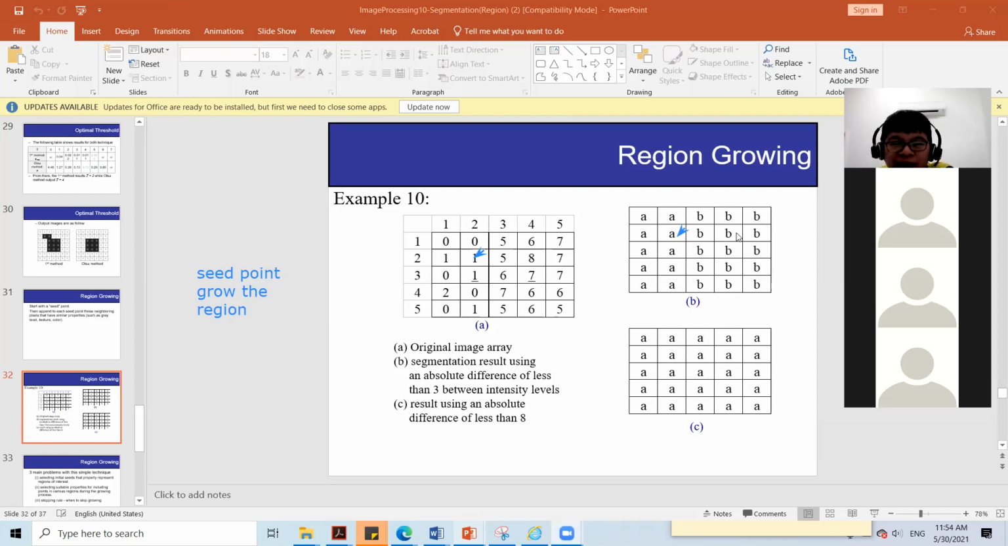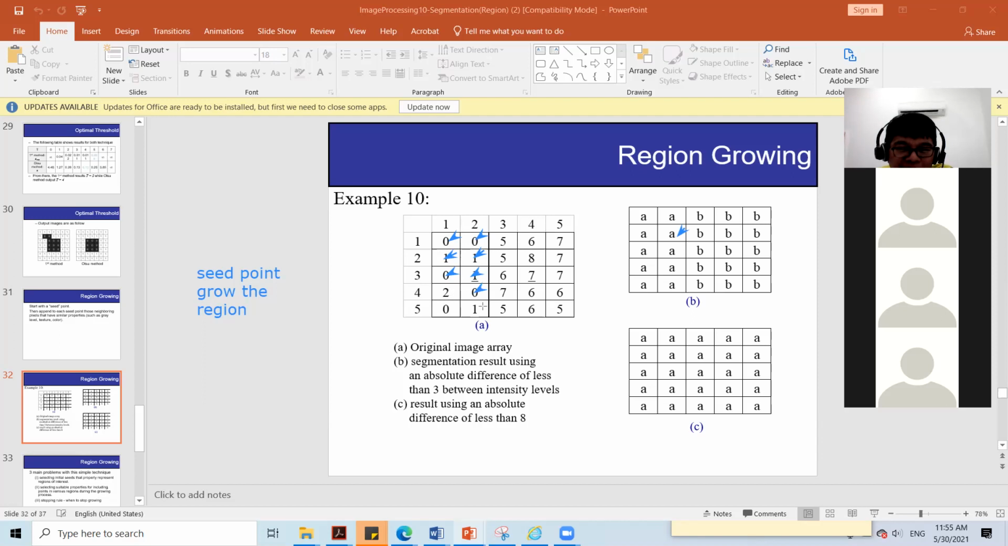Then what should you do? If similar, it means this one is in the same group A. Now this becomes one region, right? It's growing, from 1 pixel to 2 pixels. Now you check the neighboring one. Similar or not? Similar, same group. Then you check the surrounding. Here is a boundary, nothing to do. Similar or not? Similar.